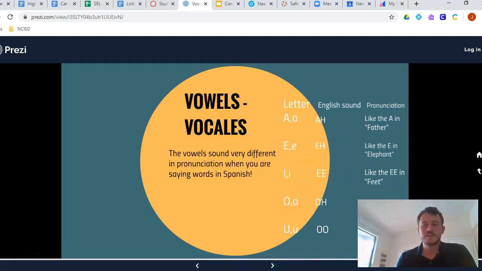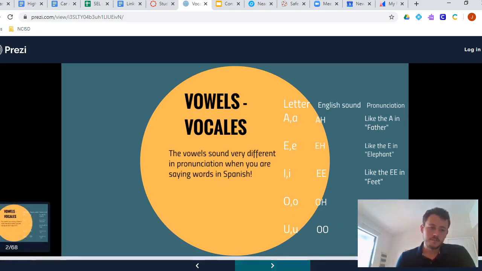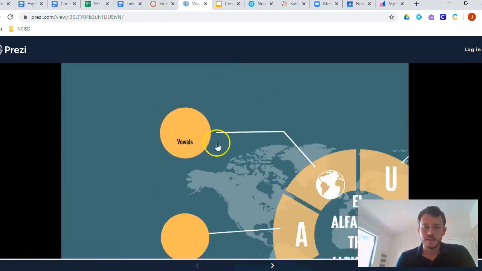O is generally always going to have that O sound, like in no, or go, or rope. U is like our double O sound in English. So it's oo, right? Like the OO in pool, or cool. And so those are always going to be consistently pronounced like that.